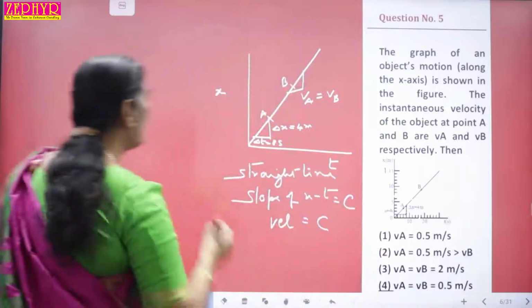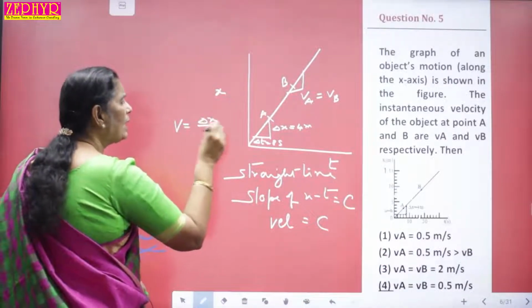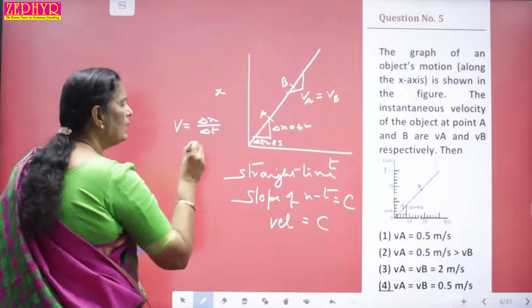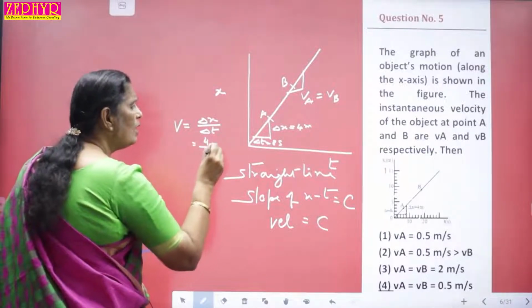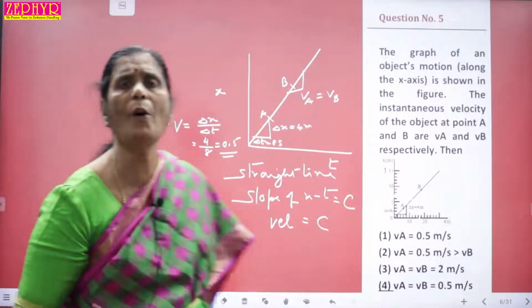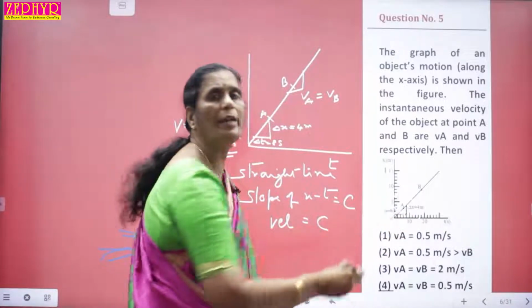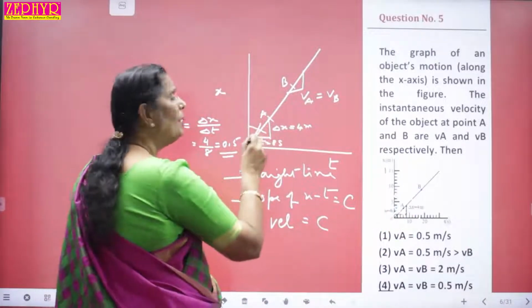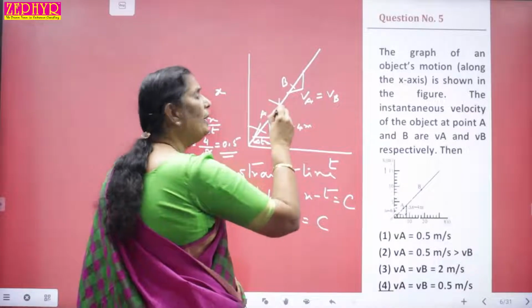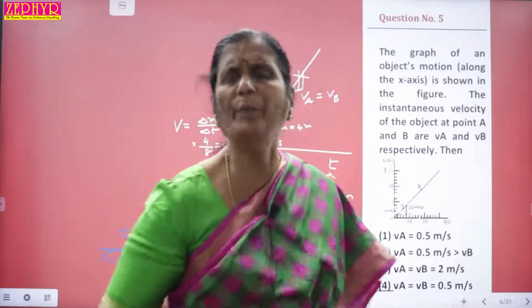Let me find out the velocity at this point. We know that velocity is nothing but delta x by delta t. That is 4 by 8, which is 1 by 2, which is 0.5. So what is the velocity at this point? 0.5. At the next point? 0.5. So the velocity at every point is 0.5.